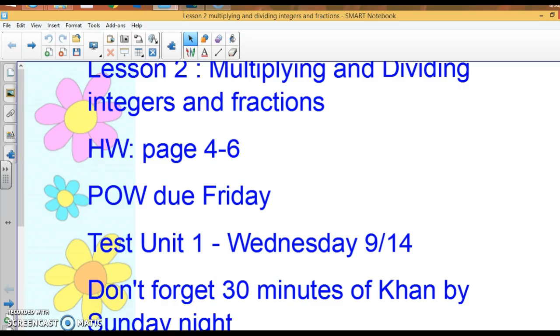This lesson is Advanced Pre-Algebra, Unit 2, Lesson 2, Multiplying and Dividing Integers and Fractions. The homework that goes with this is pages 4 and 6. The problem of the week is due on Friday, and you're having a test on Wednesday, 9/14.